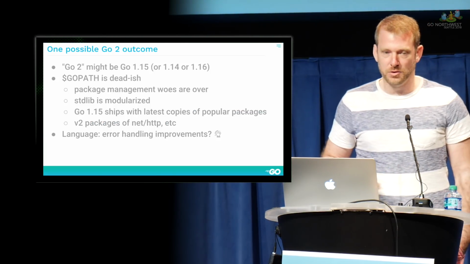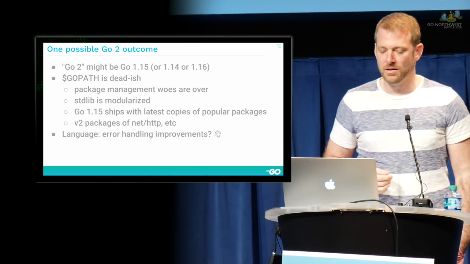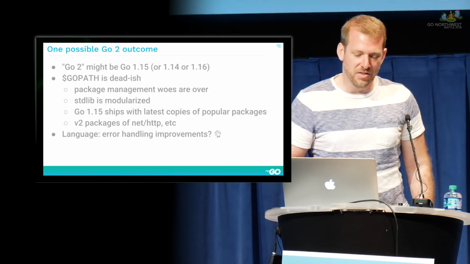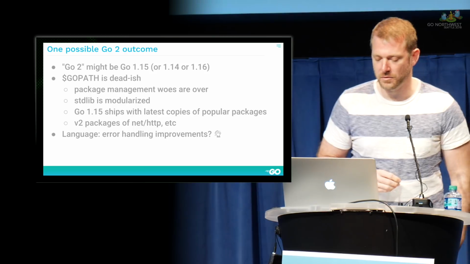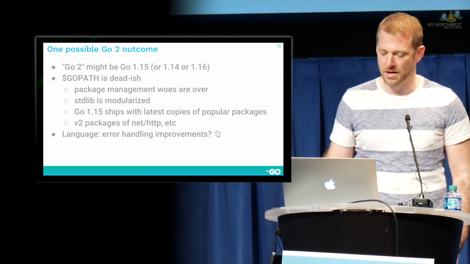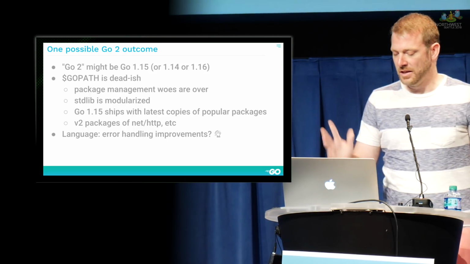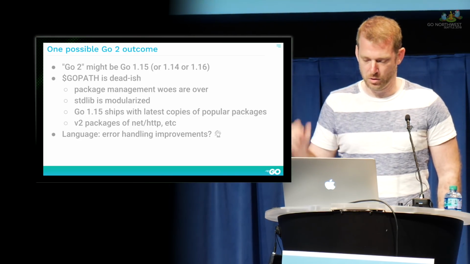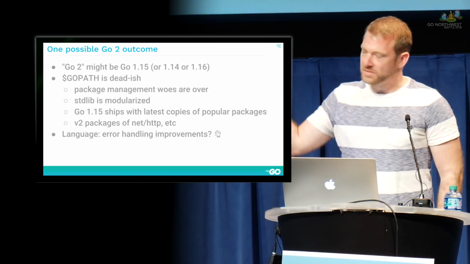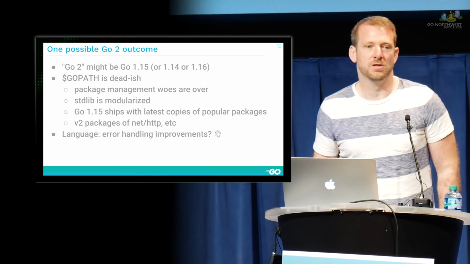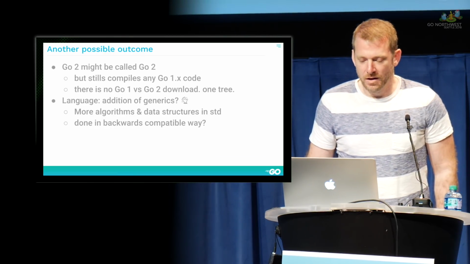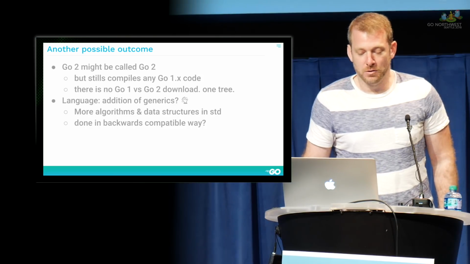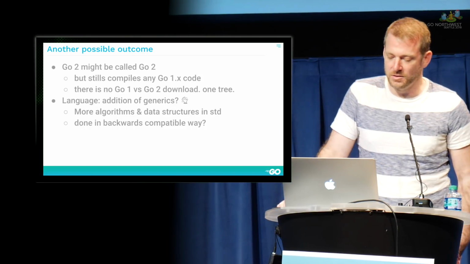One outcome is Go-to might be called Go 1.15. And GOPATH is kind of dead-ish. Maybe it's still there for some compatibility thing, but everyone uses modules. And we start shipping latest versions of HTTP and elsewhere in golang.org/x or something. And maybe we have some error handling improvements, but there's no generics. I don't know.